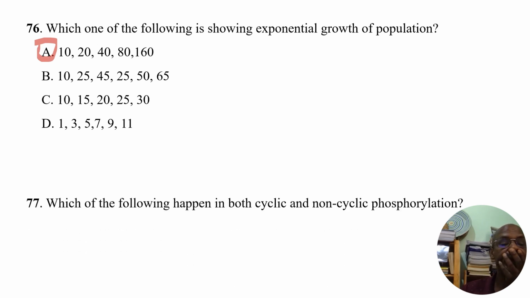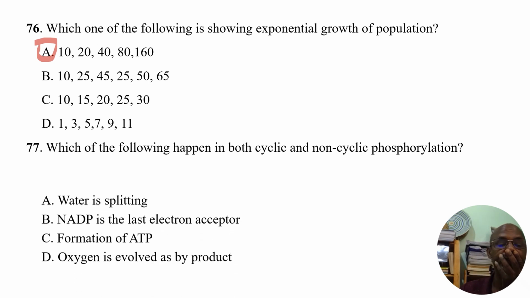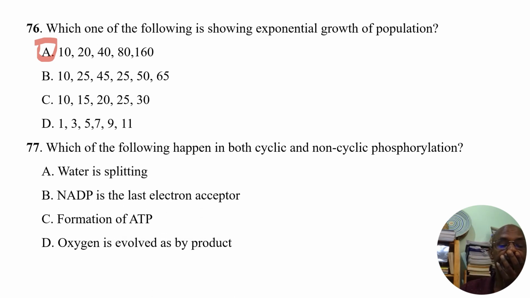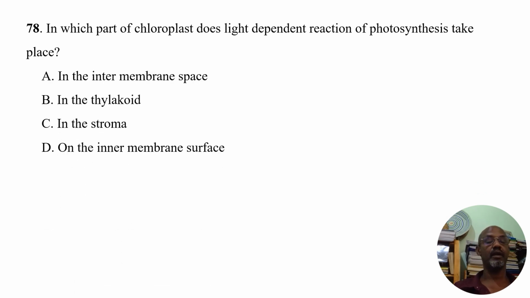Question number 77. Which of the following happens in both cyclic and non-cyclic phosphorylation? Formation of ATP is common for both. Question number 78. In which part of the chloroplast does the light-dependent reaction of photosynthesis occur? The thylakoid membrane, of course.